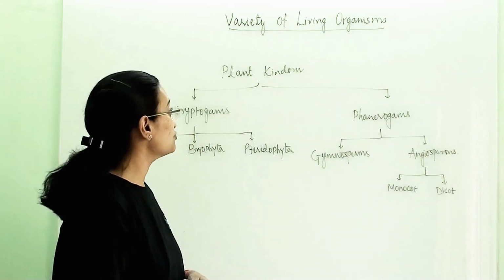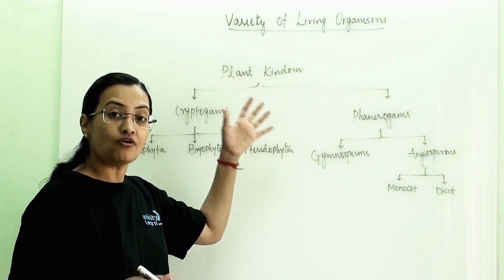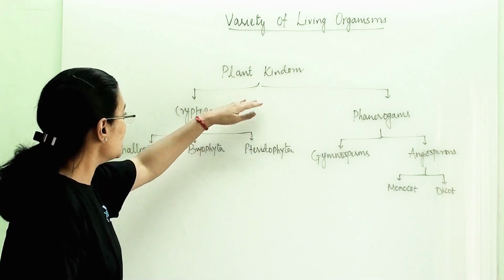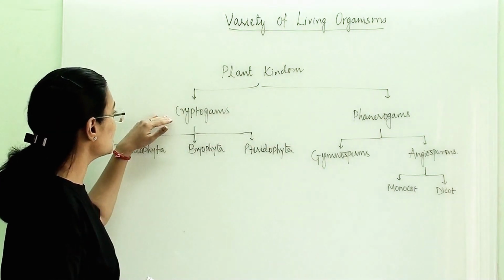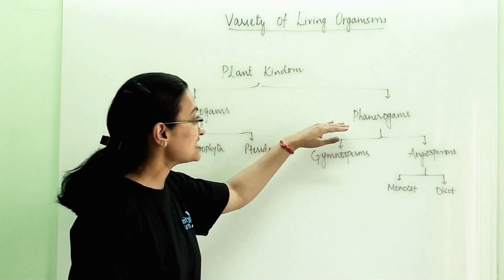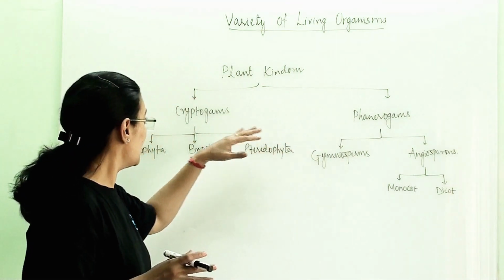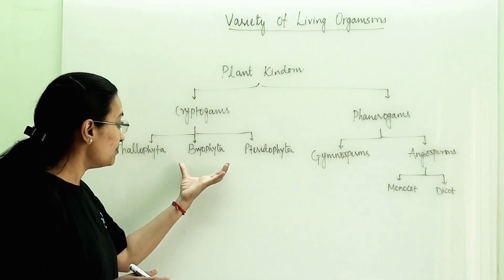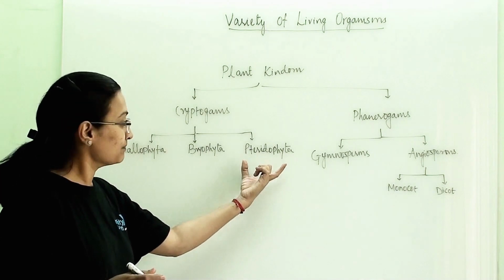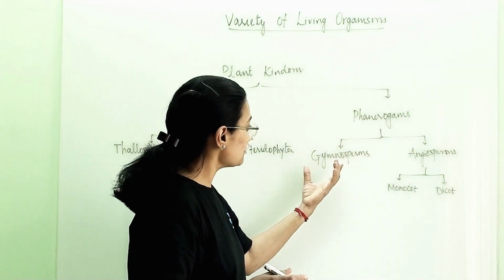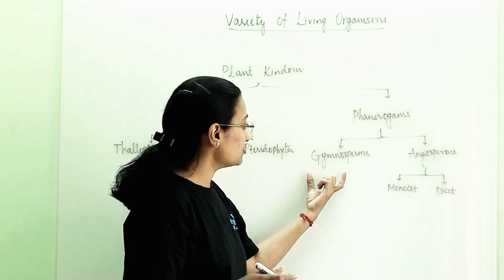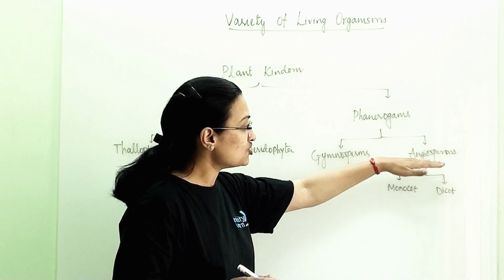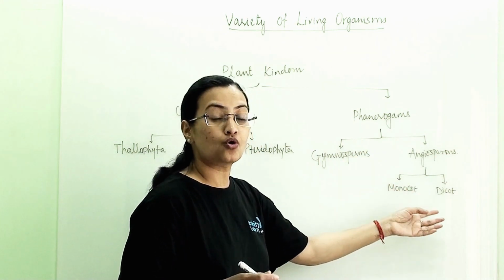So today we are going to discuss the plant kingdom. We often term this as Plantae or the Plantae kingdom. Under this there are two categories. The first ones are cryptogams and the second ones are phanerogams. Under cryptogams there are three subcategories: Thallophyta, Bryophyta and Pteridophyta. Whereas under phanerogams there are two subcategories: first gymnosperms and second angiosperms. And angiosperms are further divided into monocot and dicot.